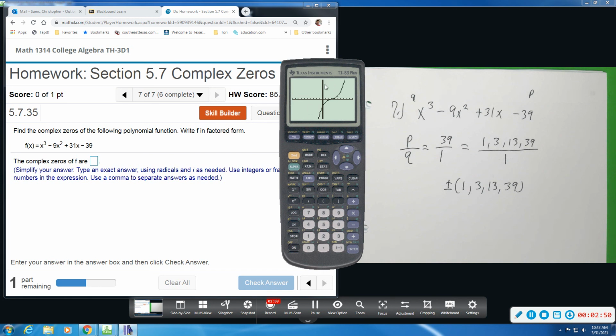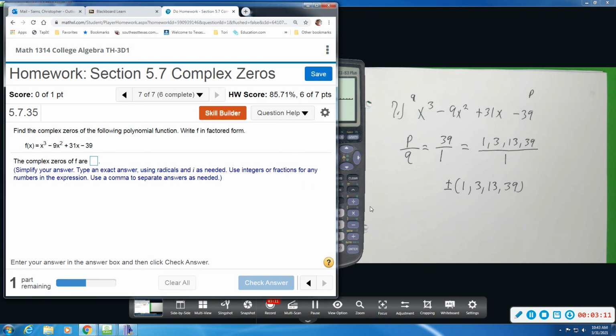So this line darkened, I have my window changed, so I need to change it back to standard. I'm going to do zoom 6. Zoom 6 goes to standard. So you can see those tick marks. Okay, so that looks like it crosses 1, 2, 3, the third tick mark. So we're going to try positive 3 as our zero to get us started.